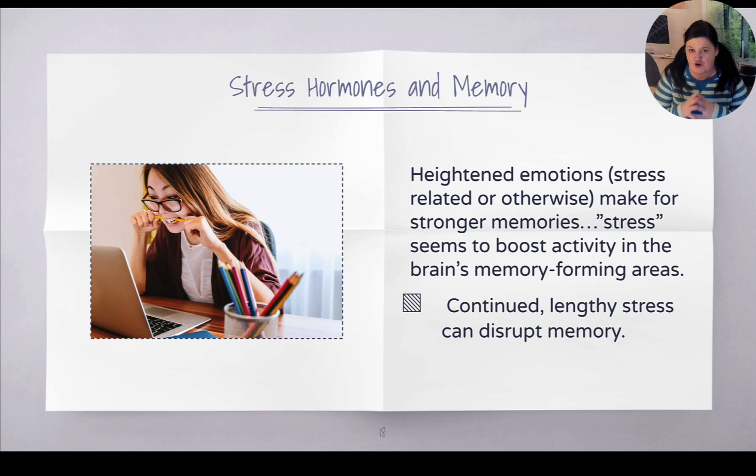So stress. How does stress impact our memory? Stress hormones. Remember the endocrine system? How does stress impact our memory? Well, if we have a heightened emotion, which is usually caused by stress, it actually makes for stronger memories. Stress seems to boost our activity in the memory chambers, okay? So where the memory forming areas are, if there's stress involved and people are really under pressure, that whole part of the brain is going to be lit up, right?